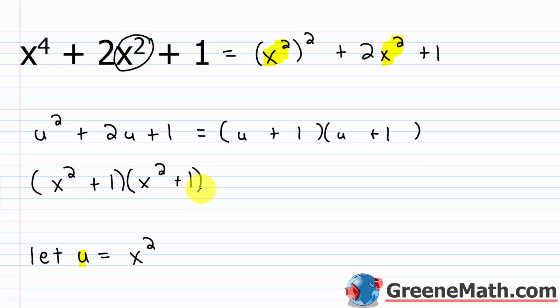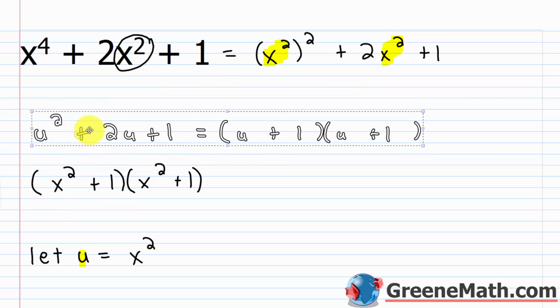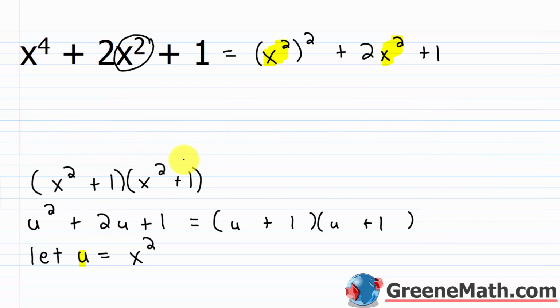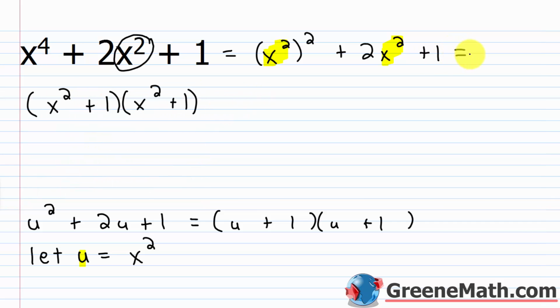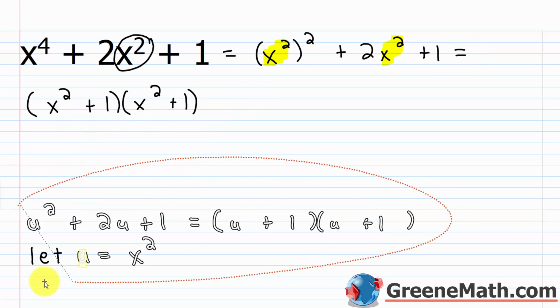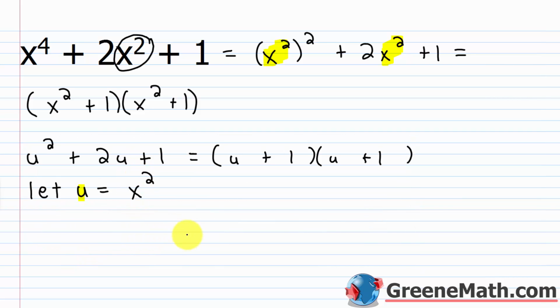Or of course you could write that as the quantity x squared plus 1 squared. Let's move this down because it's kind of in the way, and let's move this up. So we'll say this is equal to this, right? And you can check this. Let me scooch these up. You can check these if you want.